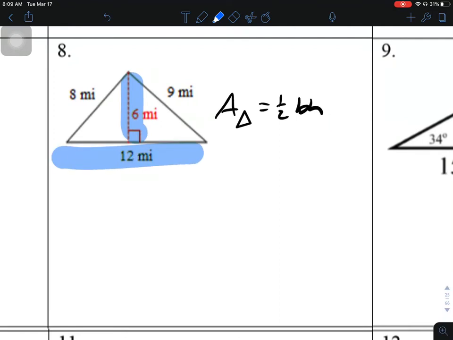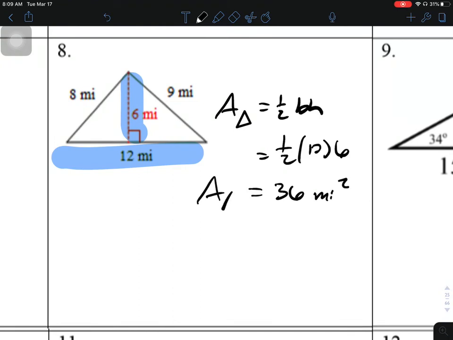Height is 6, the base is the one that's perpendicular to that, so it's half of 6, scratch that, it's half of 12 times 6, which is going to be 36, and the units is square miles.